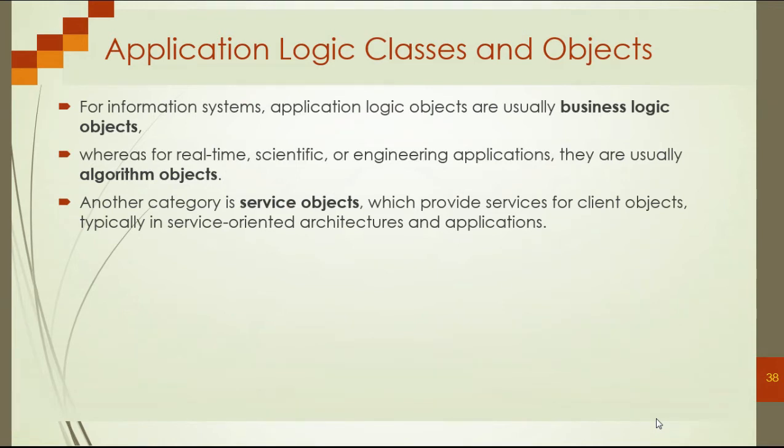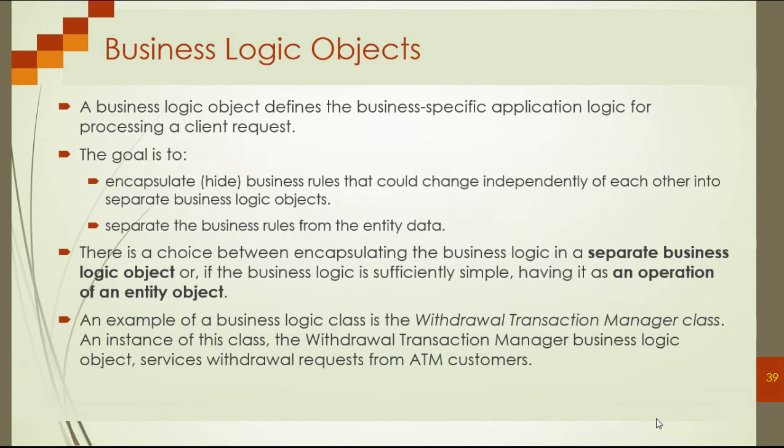The other type, which is the algorithm object, we use actually in engineering, in real-time systems. The third one is the service object, another type of object, but here this object is only responsible for responding to the user. It is an activity that responds to the user, and does not receive anything from the user or from another object.